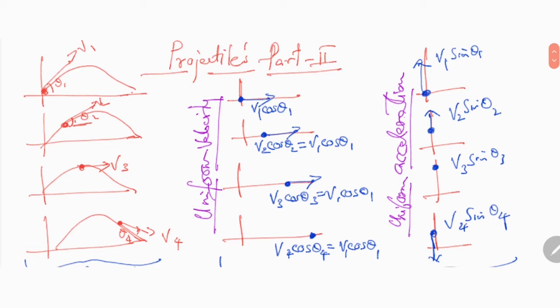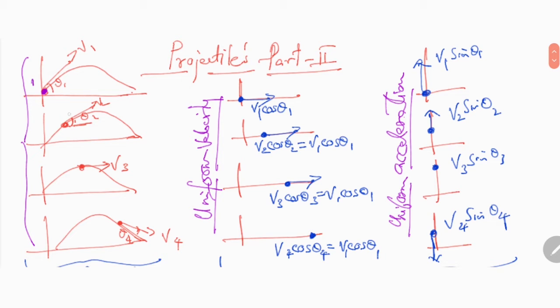So I have drawn up a couple of things on the screen already because I didn't want to waste time on this. So let's do a quick recap now. Take a look at this part. I have drawn a projectile. The body is initially at origin. After a certain time, it is at point 2.